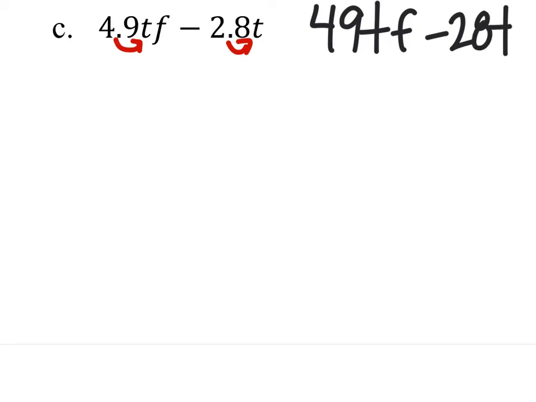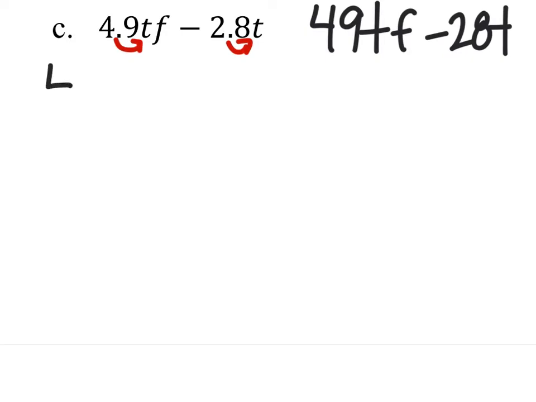On part C, we've got 4.9tf minus 2.8. So to factor this out, hopefully you guys remember this from class, but we moved the decimal over to the right once in both of these, which would give us whole numbers: 49tf minus 28t. Now the thing you got to remember about this is since we moved the decimal here, once we factor this out, we'll have to move the decimal back just in the greatest common factor, though.